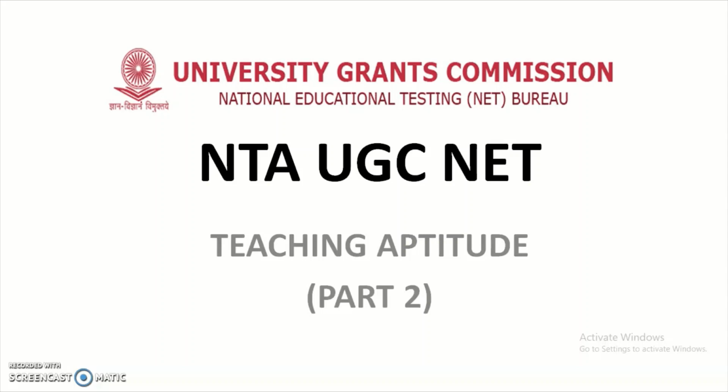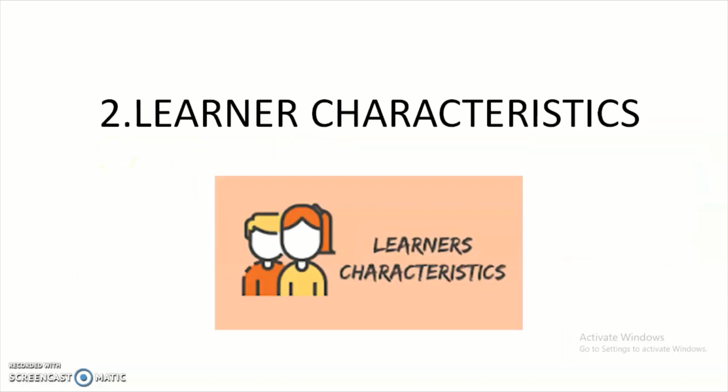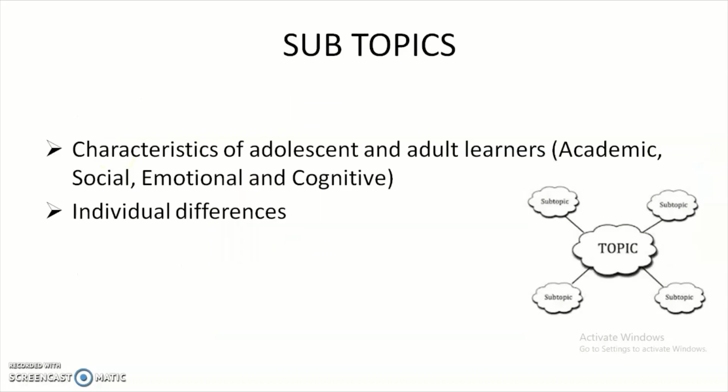So in the previous lecture we saw teaching aptitude part 1, and this is part 2. In this part 2, what we are going to discuss is that the first unit of General Paper 1 is teaching aptitude, and these are all the subtopics of the first unit, right? Out of these six subtopics, we discussed teaching in the previous video, and in this video we are going to discuss the learner's characteristics. That is the second topic of the first unit, that is learner characteristics.